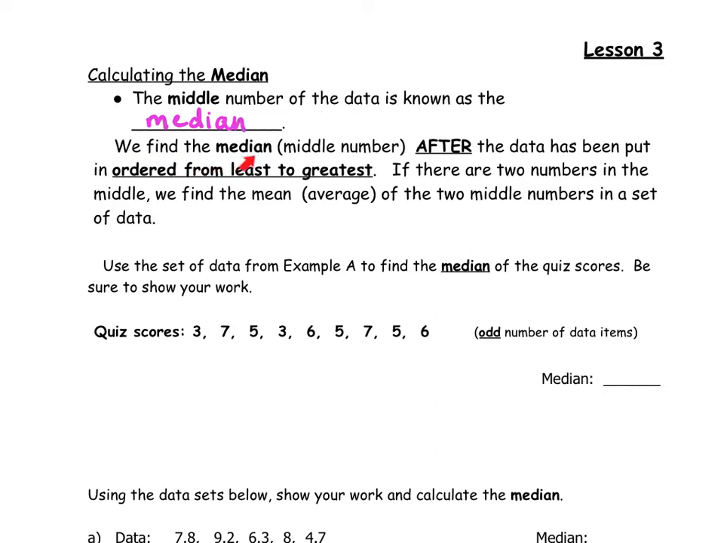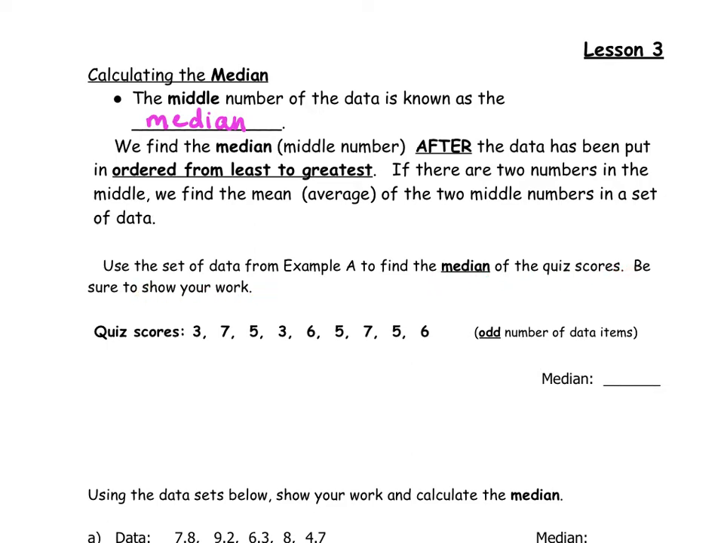We find the median, the middle number, after the data has been put in order from least to greatest. If there are two numbers in the middle, we'll find the mean, which is the average, of the two middle numbers in a set of data. So we're going to start with odd numbers, first an odd number of data items, which is a little bit easier. So it says use a set of data from example A to find the median of the quiz scores. Be sure to show your work.